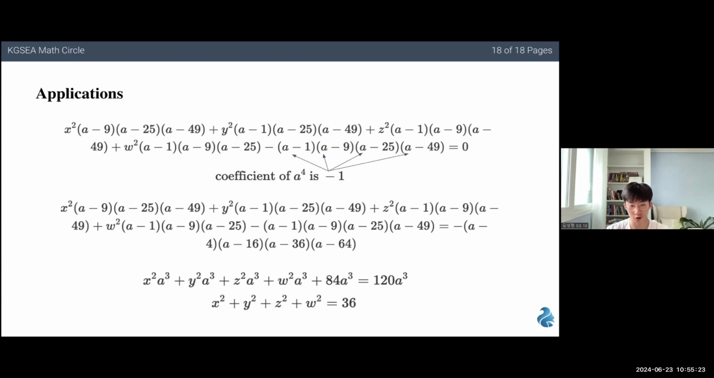So yeah, these are two exercises that show how you can use the theorems I mentioned to solve problems.